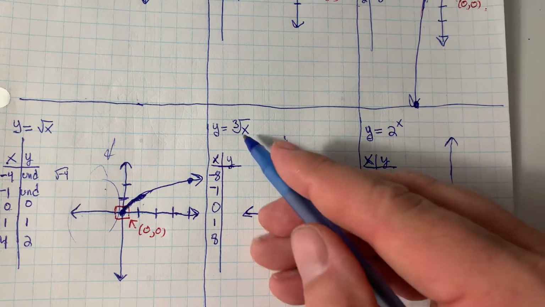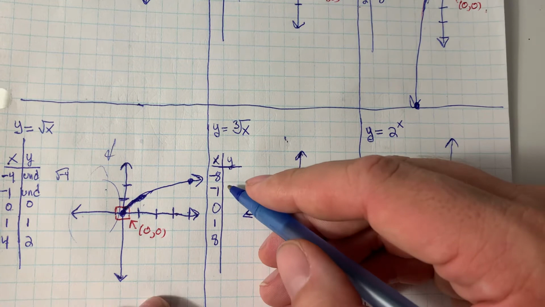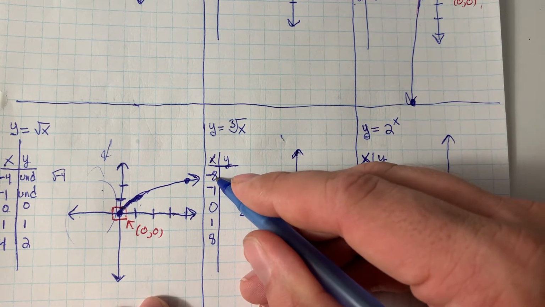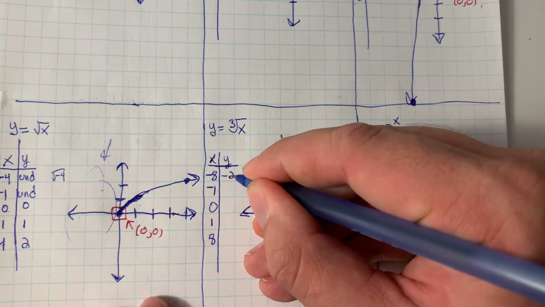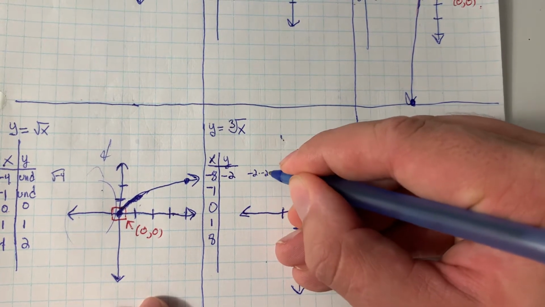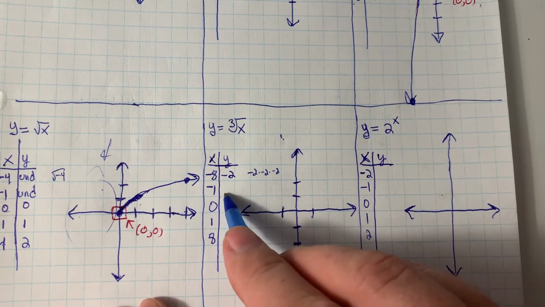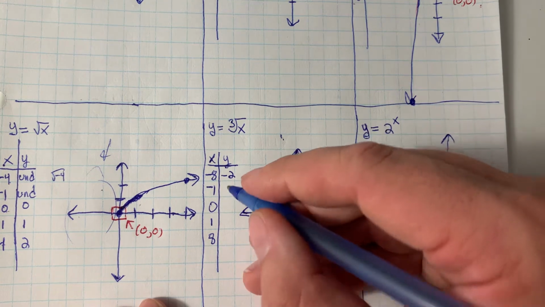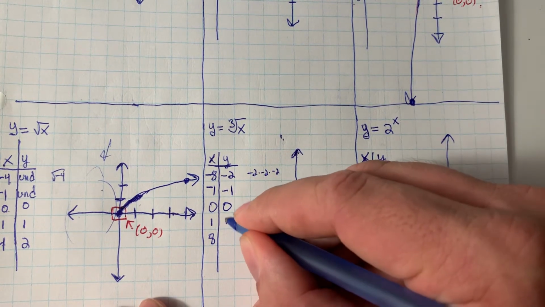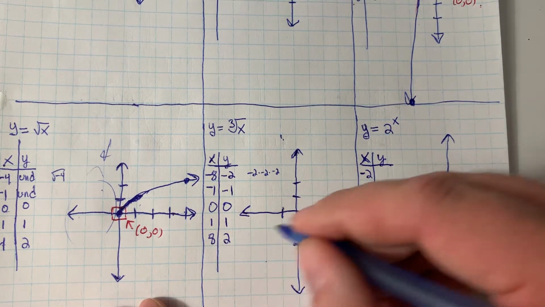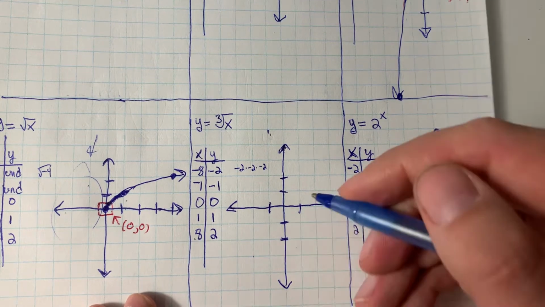All right, let's look at the cube root function. So what times what times what gives you the number you put in? So when x is -8, what times what times what gives you -8? The answer is -2. A negative times a negative times a negative will give you a negative. So unlike square root, which has undefined values for negatives, you could do the cube root of a negative. Cube root of -1 is -1, cube root of 0 is 0, cube root of 1 is 1, and the cube root of 8 is 2. So again, we're asking what number times itself 3 times will give you this number.